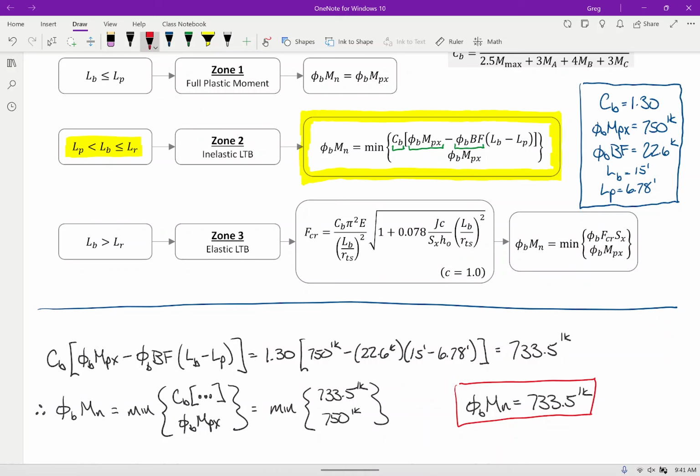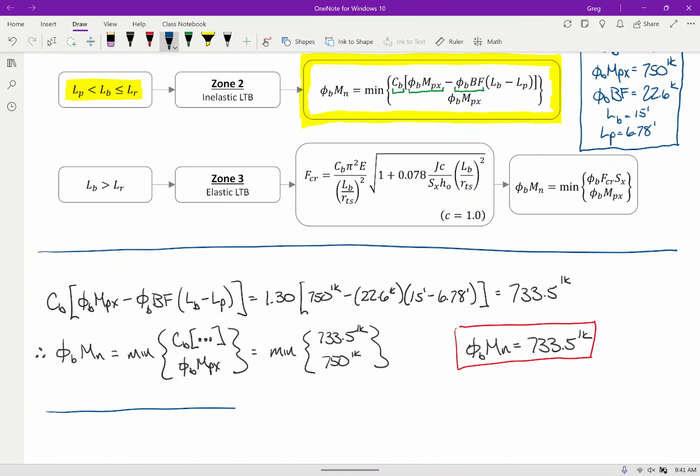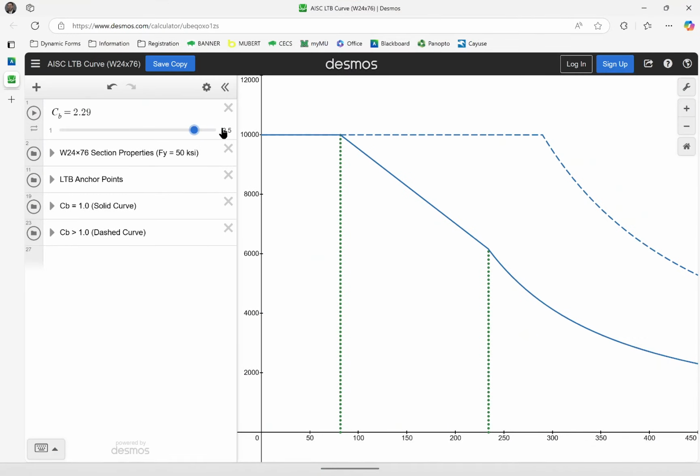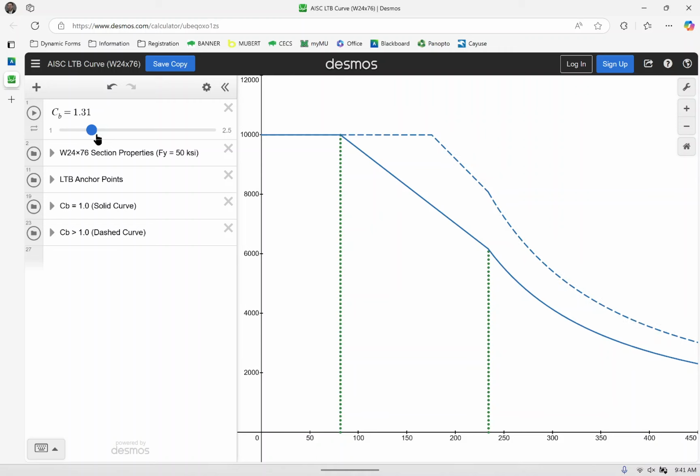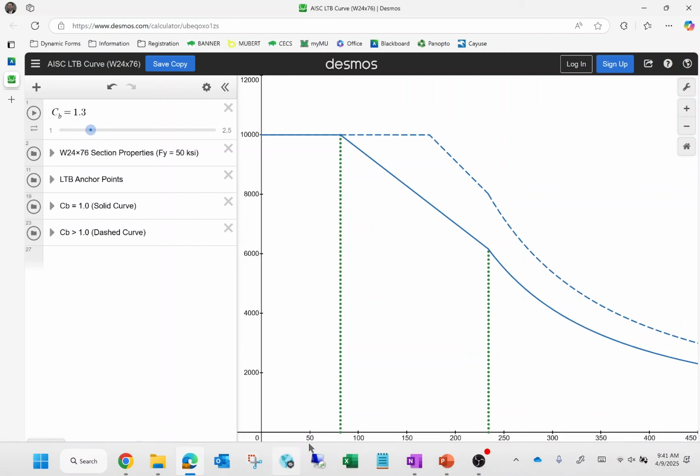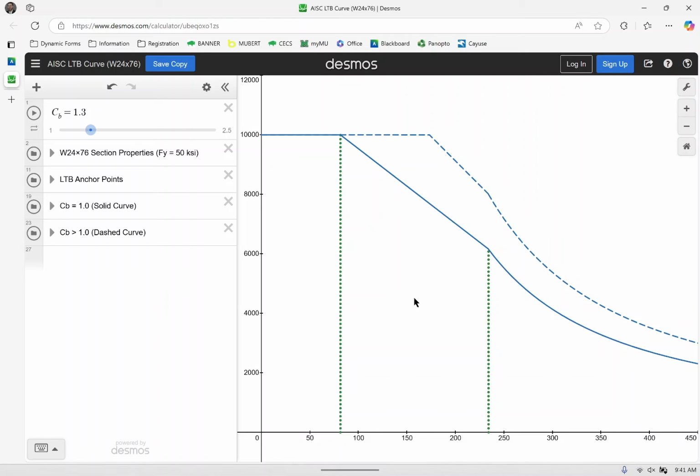I would argue from this point moving forward, this is no different than any of the other beam analysis problems that we've done. But is everybody with me so far? I want to take one slight deviation and go to this. It's almost like I had a plan here. What's this curve? A W24 by 76? And what was our CB value? 1.3? Here's what's going on. Our LB is 15 foot, and I have this in inches. What's 15 times 12?